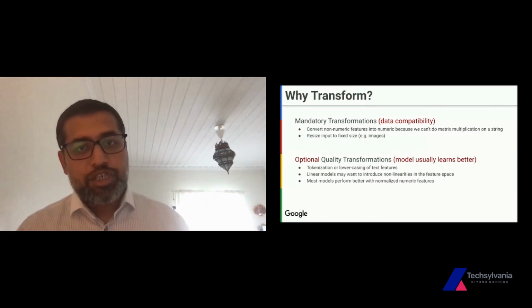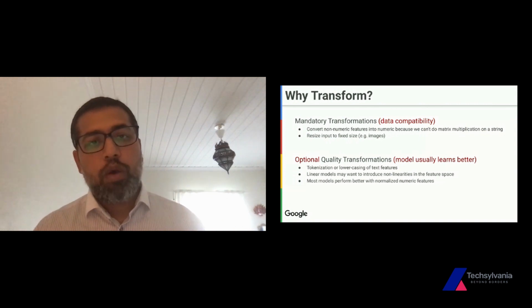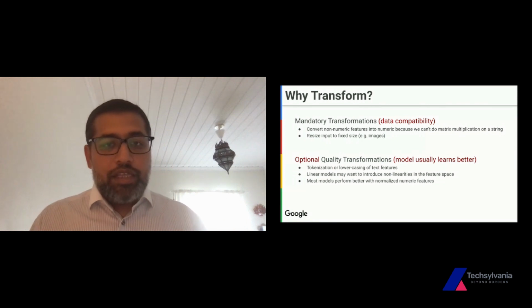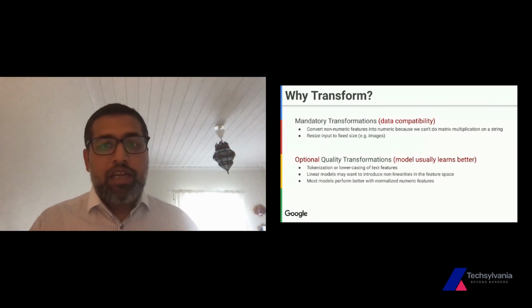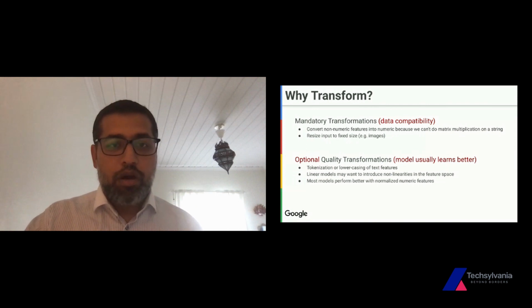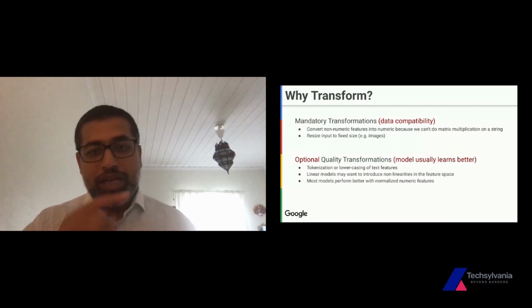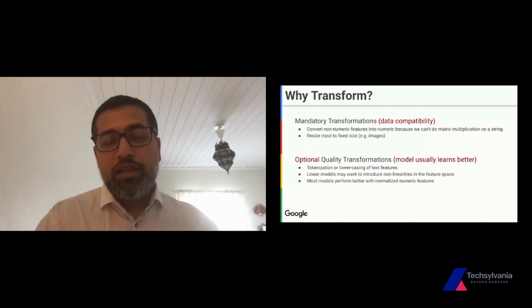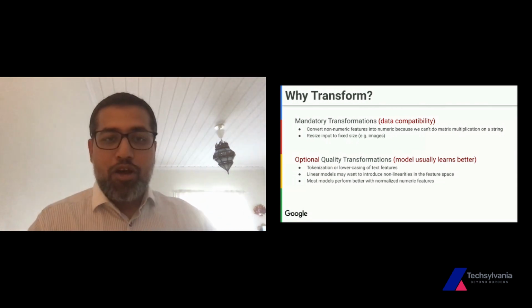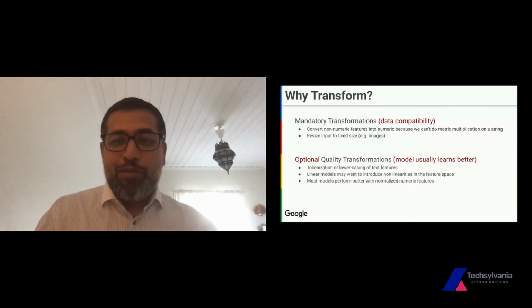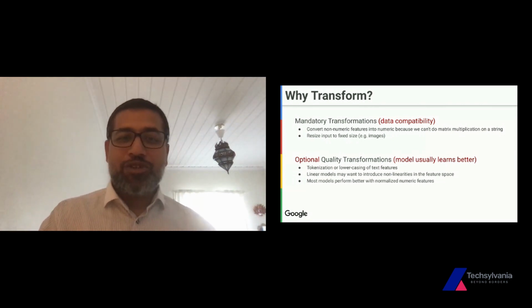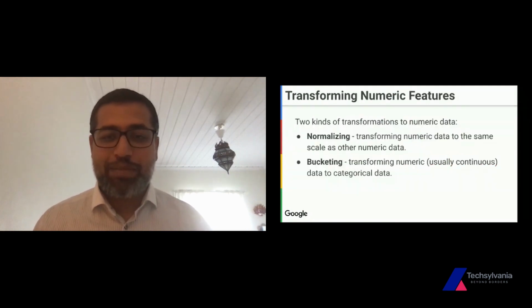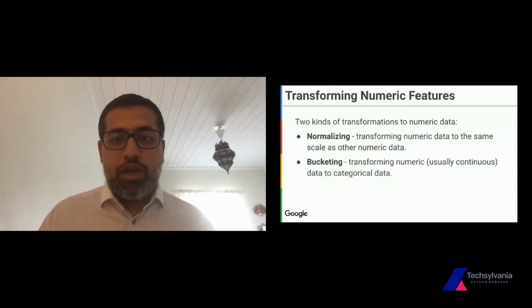So let's talk about transformation of numerical features. There are essentially two different ways you can do that. You can either do a normalization, so bringing the numerical values to the same scale, or you can do a bucketing. Now, bucketing is in fact counterintuitive, because we talked about transforming categorical features into numerical values. But bucketing is all about transforming numerical values into categorical data. I will explain that in a moment, because it's counterintuitive in the beginning. But first of all, normalization.